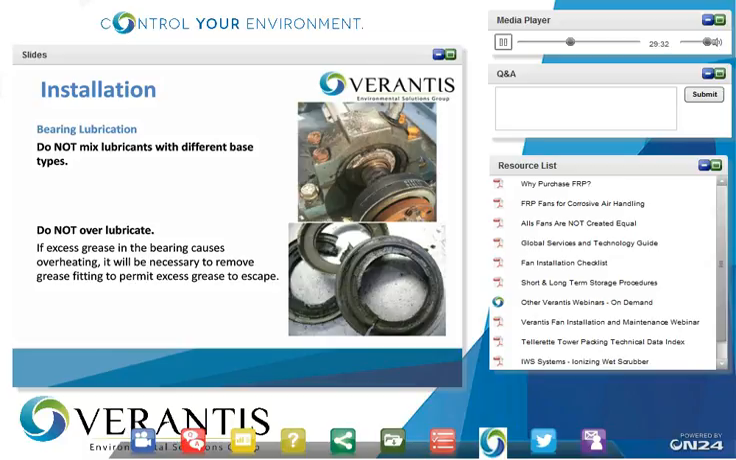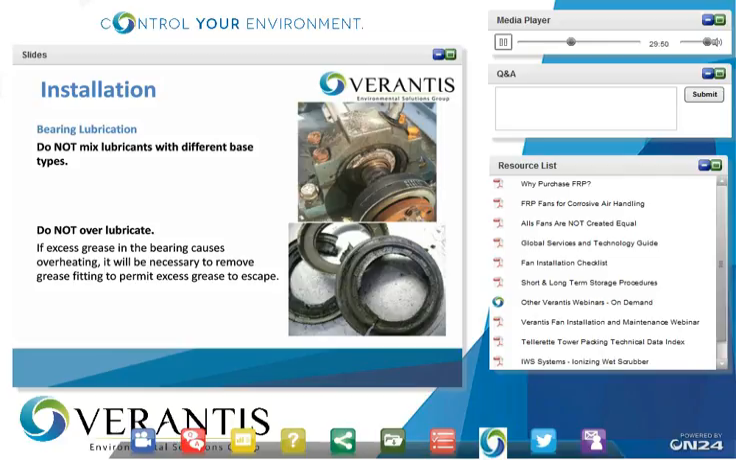You don't want to over-lubricate bearings. If you have excess grease in the bearing, it can cause the bearing to run very hot. And if that's the case, it would be necessary to remove the grease fitting to permit the excess grease to purge out of the bearing.